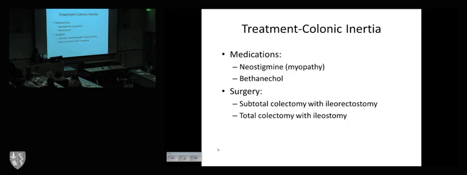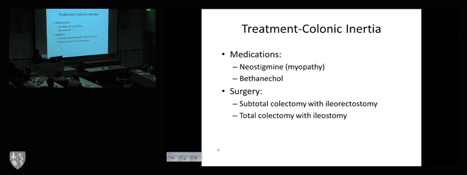And then colonic inertia sort of differentiates from slow transit constipation, those that are refractory to everything, where there's really an absence of contractions, either stimulated by a meal or with medications. You can try something like neostigmine or pyridostigmine, which is an acetylcholinesterase inhibitor, and that can increase colonic contractions. Bethanechol, which is an acetylcholine agonist, again trying to increase colonic contractions.